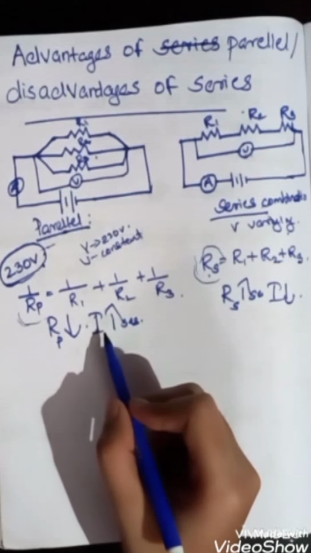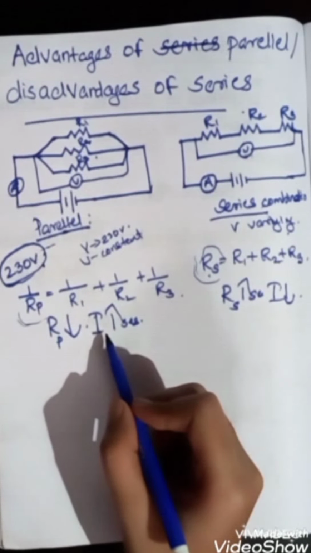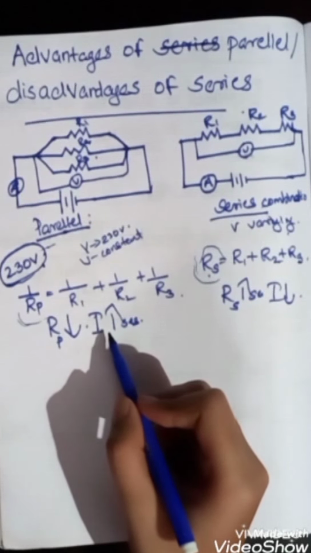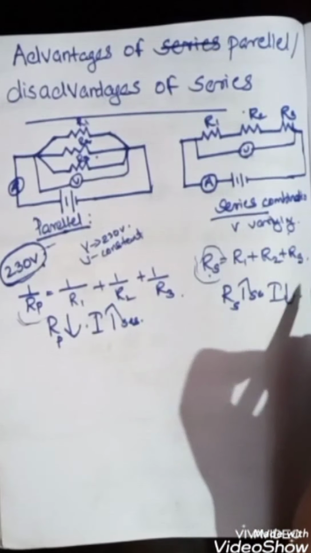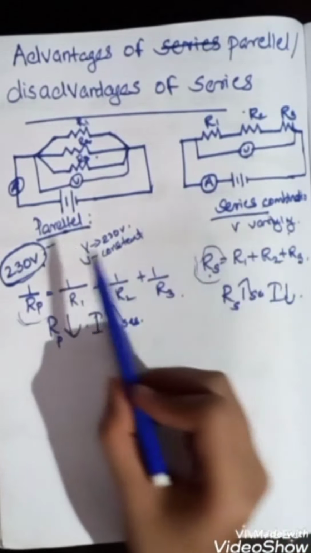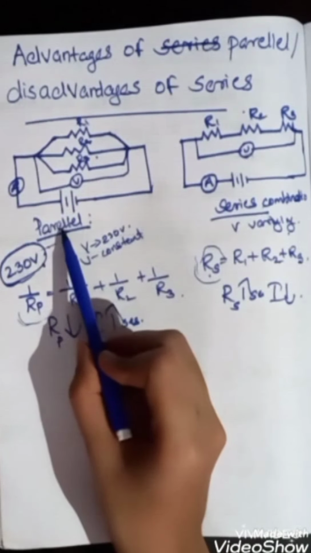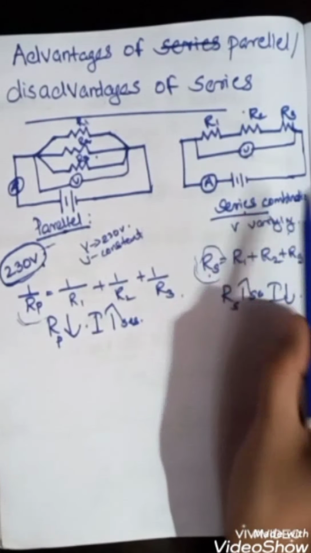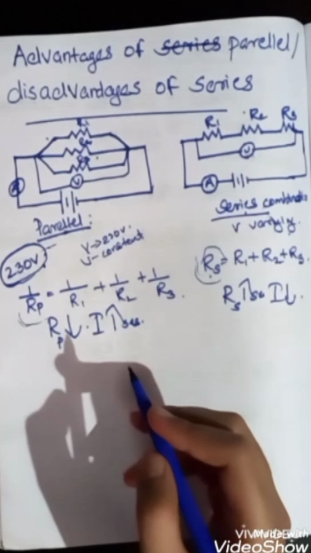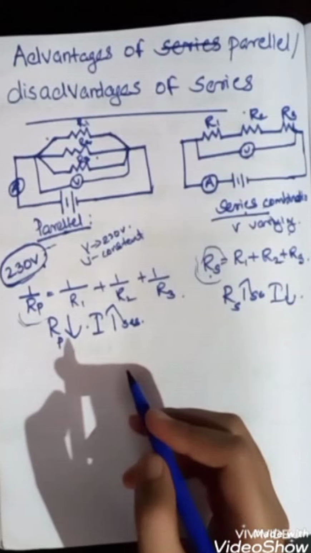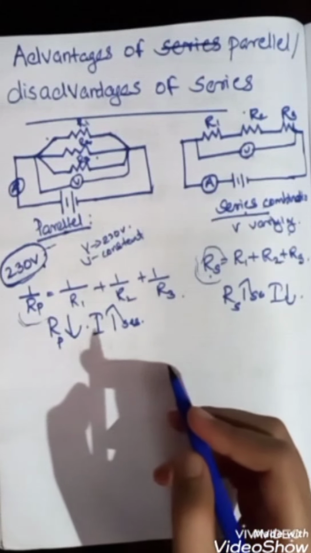In parallel connection of electrical appliances, the overall resistance is less, due to which the current from the power supply is high. Here we get more current, but here we get less current. This is the advantage of parallel connection and the disadvantage of series combination. Then we can do some problems relating to series and parallel combination of resistors.